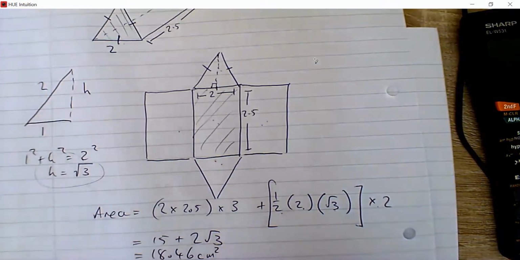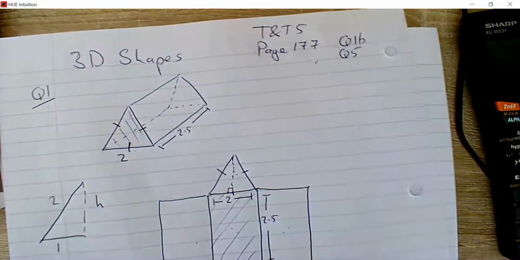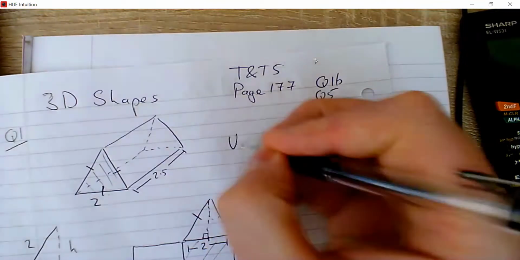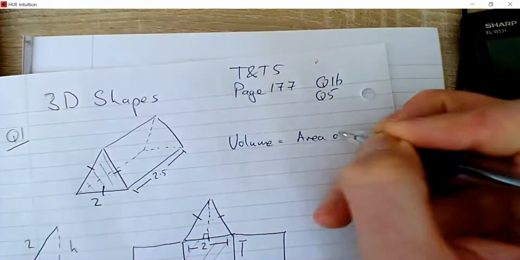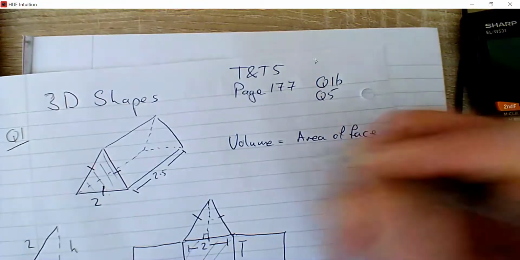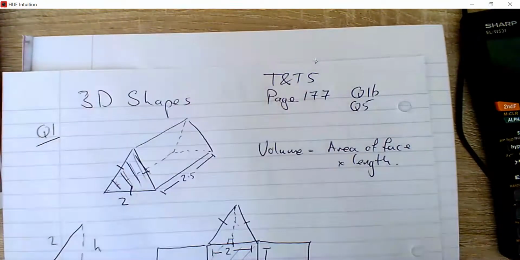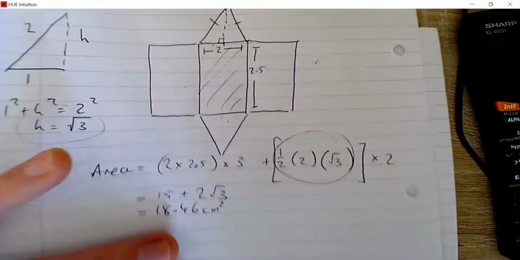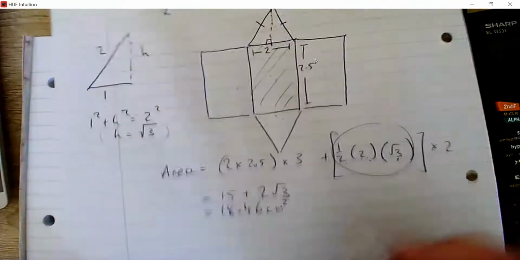Find the volume of a prism. So come back up again. The volume of any prism is the area of the face multiplied by the length. Once you know that formula, this isn't hard. The area of this face we just worked out down here. It's half the base times the perpendicular height, which was root 3.